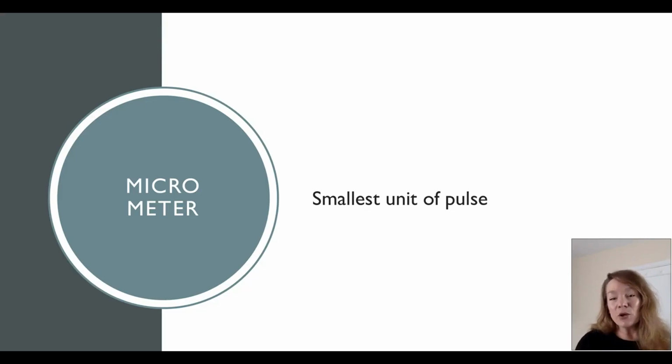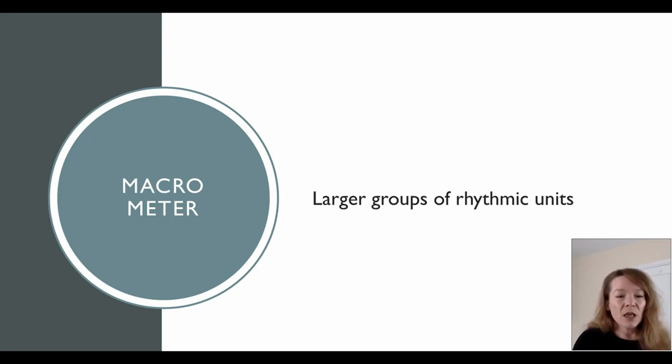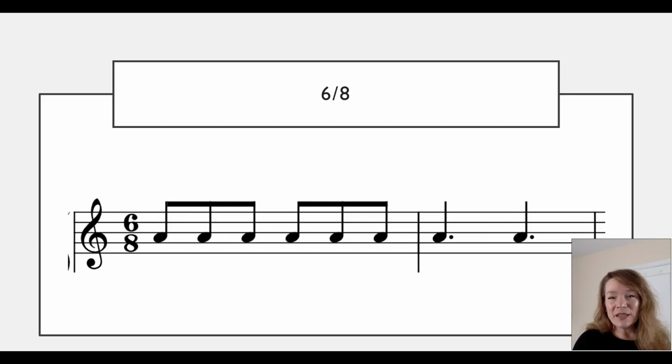So the micrometer is the smallest unit of pulse within the measure. It is the unit of pulse, it's the bottom number. For example, the macrometer are the larger groups of rhythmic units that can be made up of how many micropulses in each bar. So let's look at this example of 6/8. The micrometer, we have 8th notes and we have 6 of them. So the micrometer is 6.